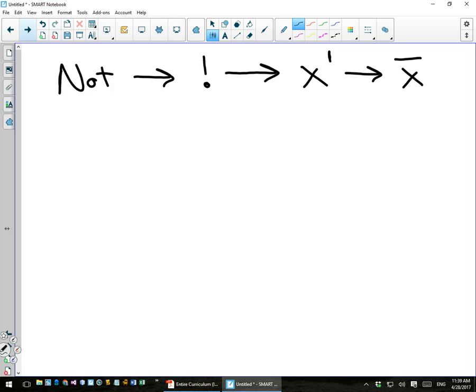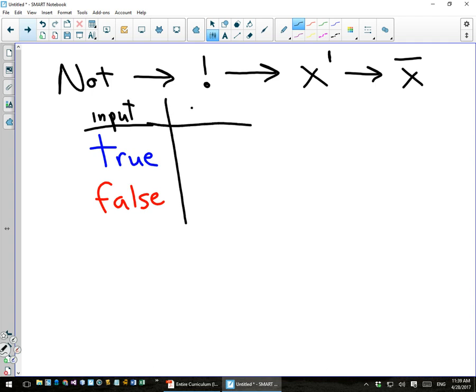So again, if I have inputs, really I only have 2 inputs, true or false. Okay? So if that's my input, the result of NOTting that basically inverts it. So false becomes true, and true becomes false.